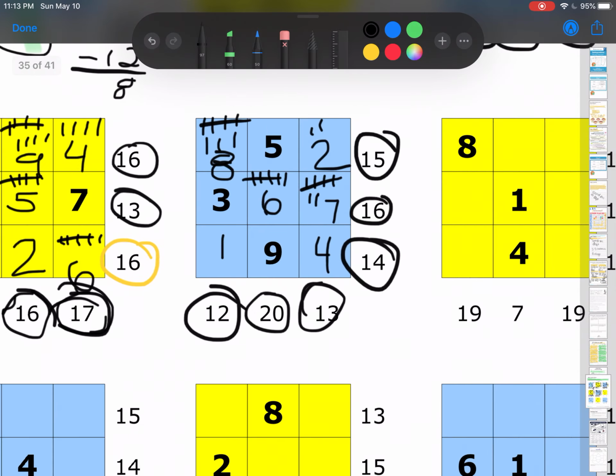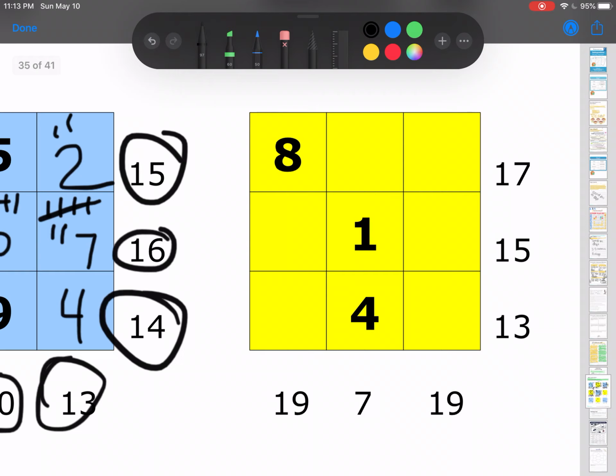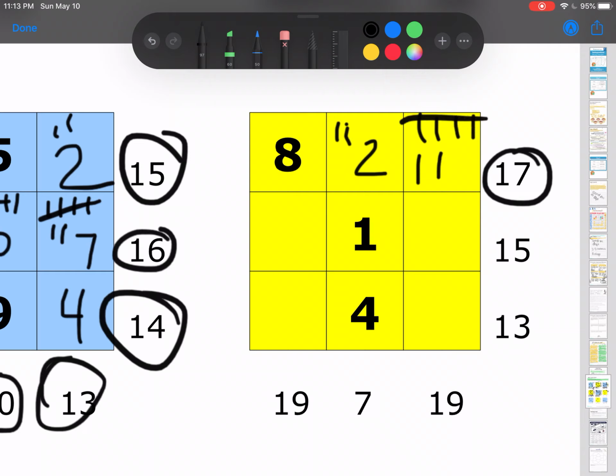So there is my answers. Sometimes you have to play around with it a little bit, and that's okay. 4 plus 1, that's 5, 6, 7. That's a 2 here. 8 plus 2, that's 10. Need to get to 17, so 10, 11, 12, 13, 14, 15, 16, 17. That leaves us with 7 here. I'm going to circle that so I know it's a 7.